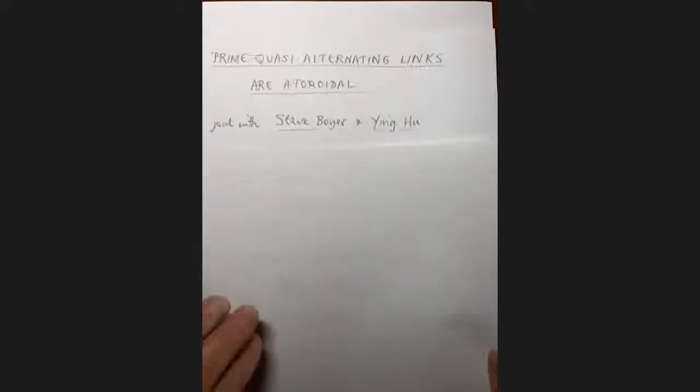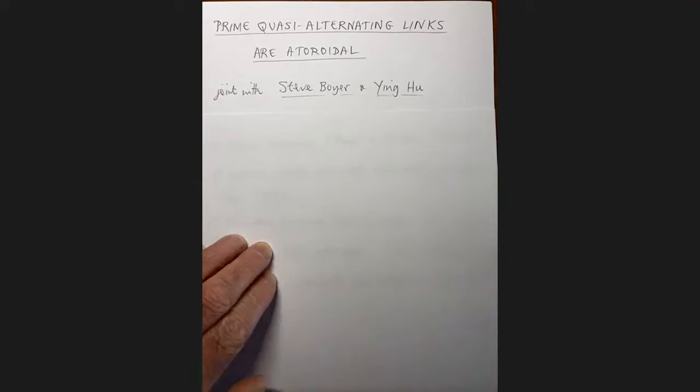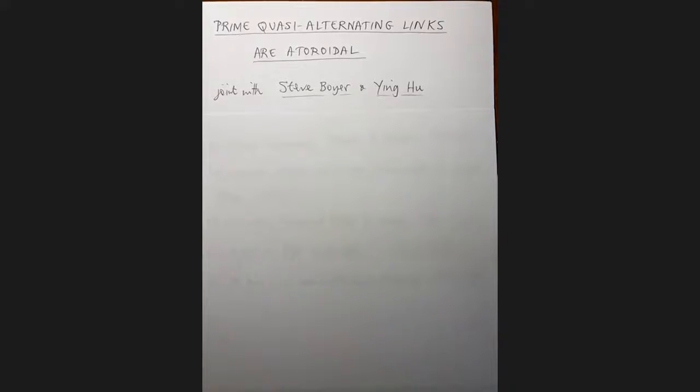Looks good. All right. So, yeah, prime quasi-alternating links are atoroidal. This is joint work with Steve Boyer and Ying Hu. And by the way, let me first say that the title is actually not a very accurate description of the talk. I will mention the result in the title, but the talk is really going to be an introduction to Steve's talk, which is the next talk. So I'll be giving some general background, and Steve will give more details.